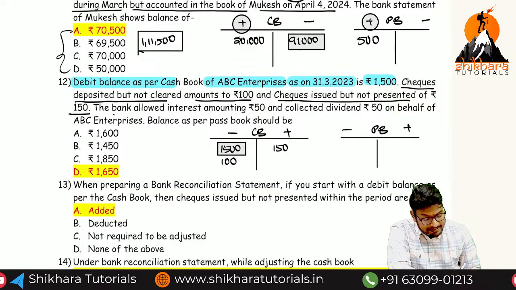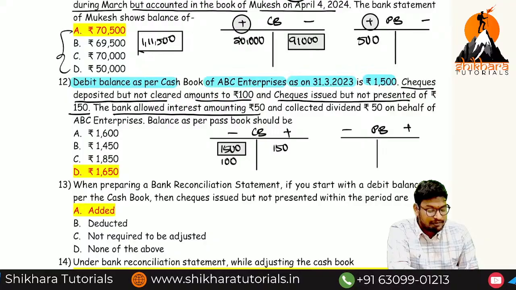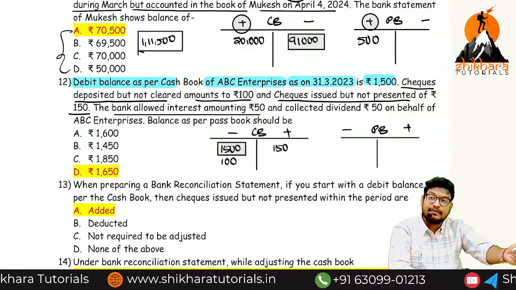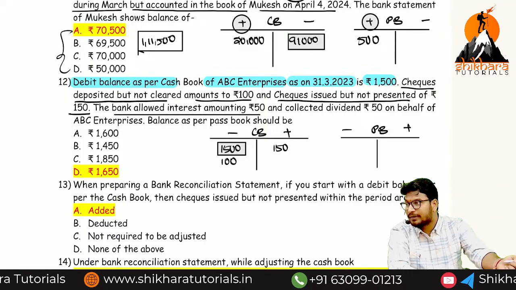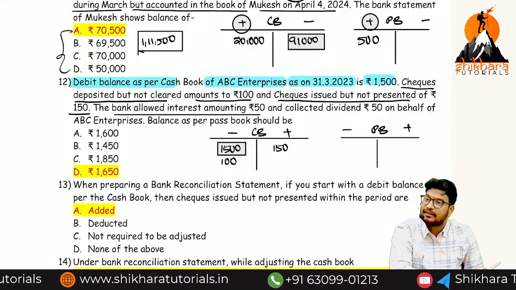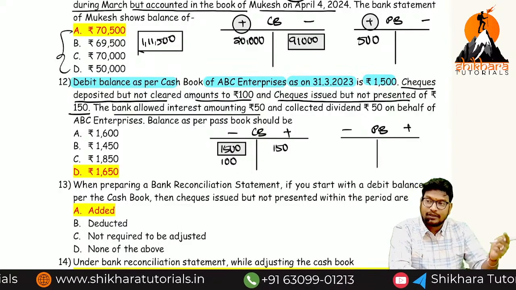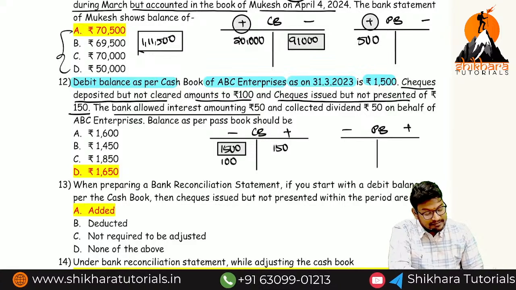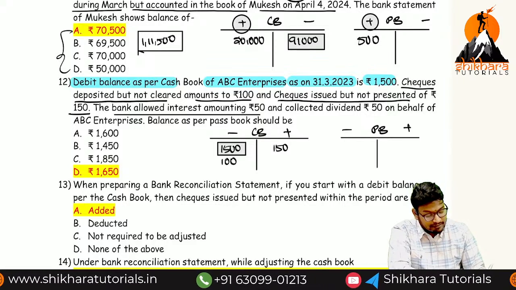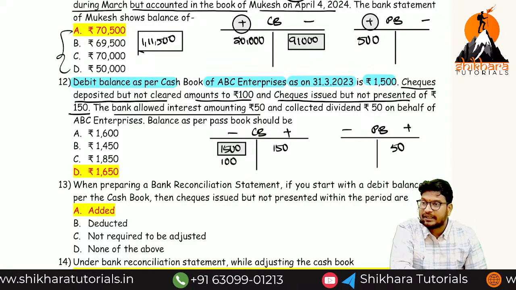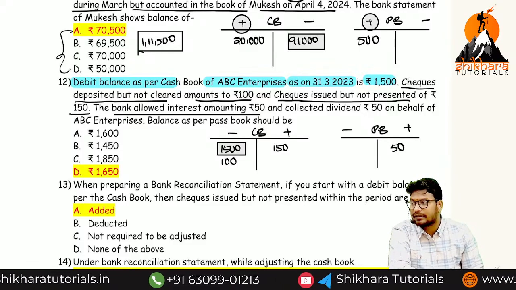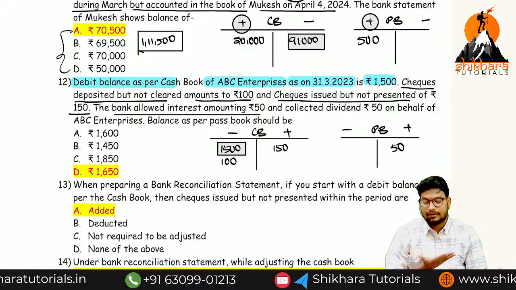Next, bank allowed interest amounts to 50. Bank allowed means we have received. Charged means that is an expense. Allowed means that is an income. So nothing but a receipt will be recorded in the passbook. Which side? Credit side. 50 rupees I am recording in the passbook because who has allowed this one? The bank.